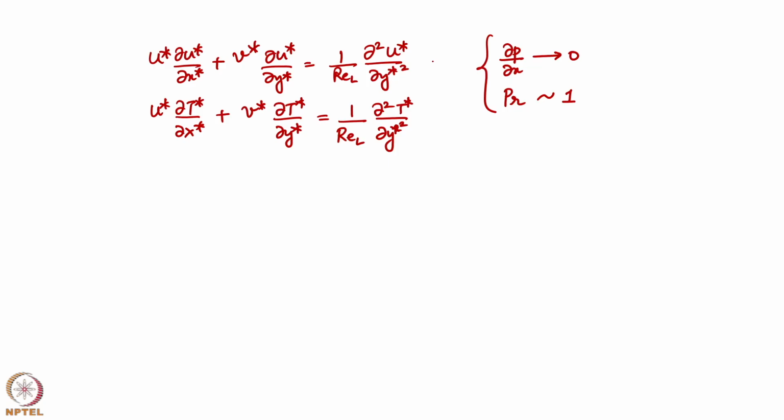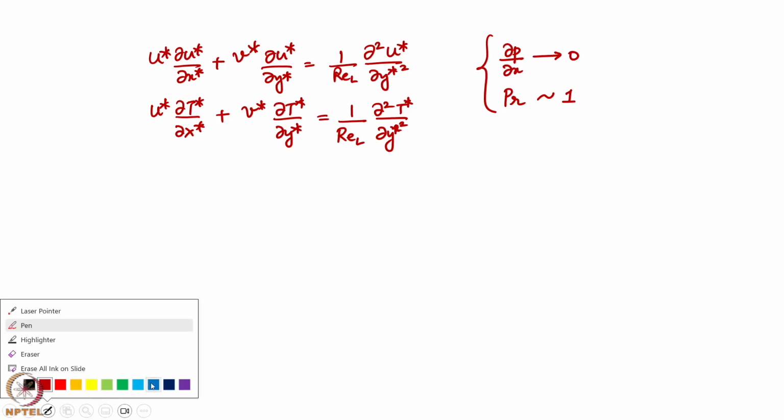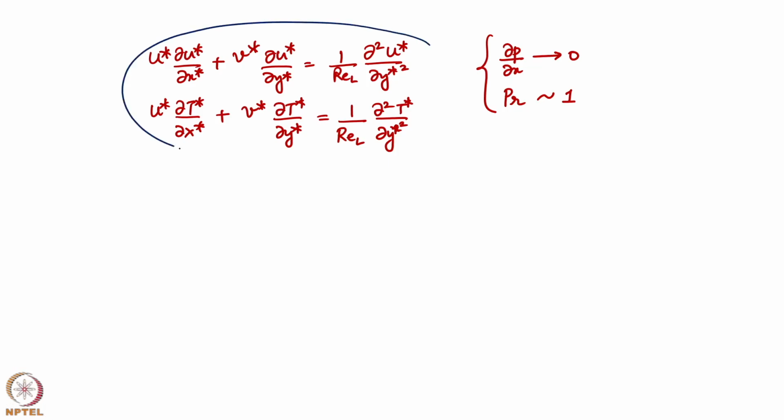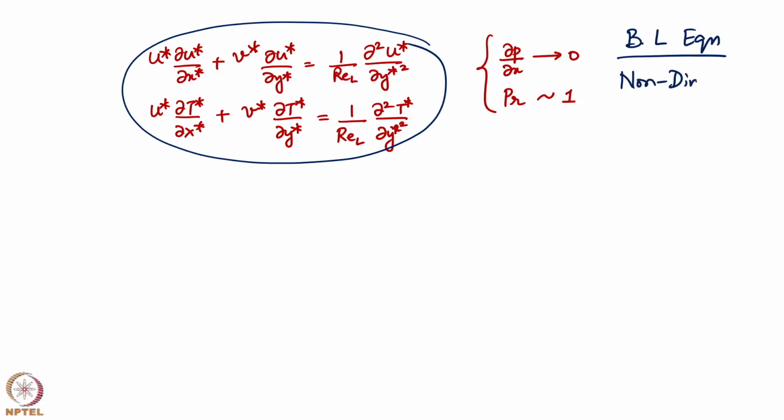So if you observe these two equations, the non-dimensional governing equations for momentum, the boundary layer equations, involving the boundary layer approximation. These are non-dimensional, correct? So the non-dimensional boundary layer equations are identical in form. What is my independent variable? x star, y star. What is my dependent variable? u star here and T star here. That's all. Functional form is the same and the boundary conditions are the same.